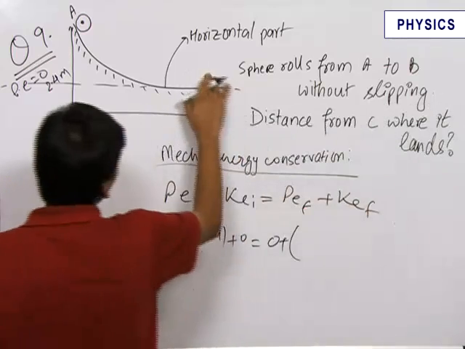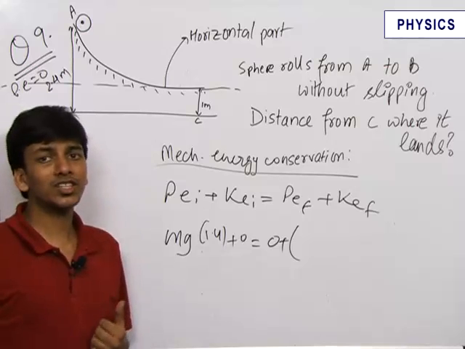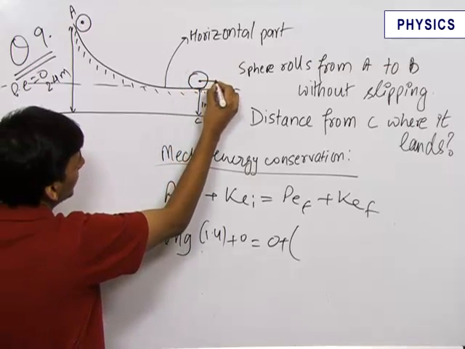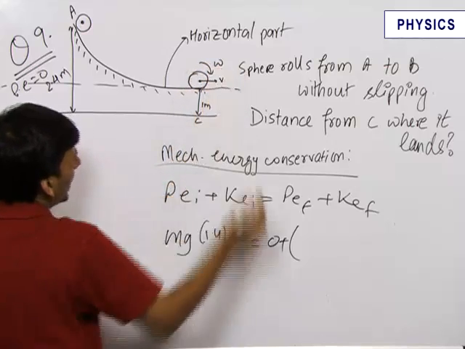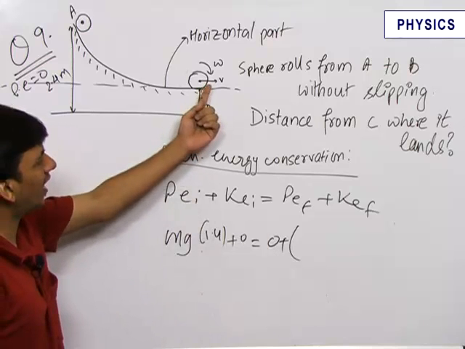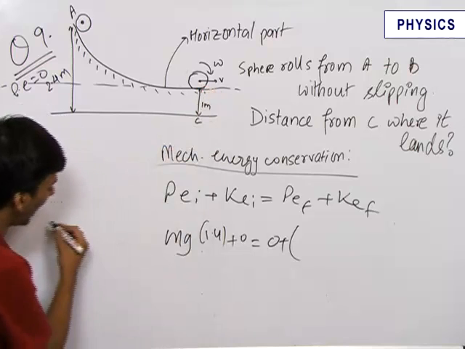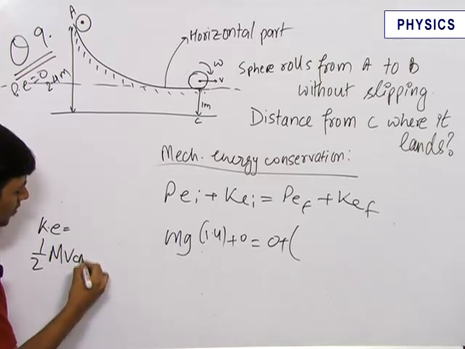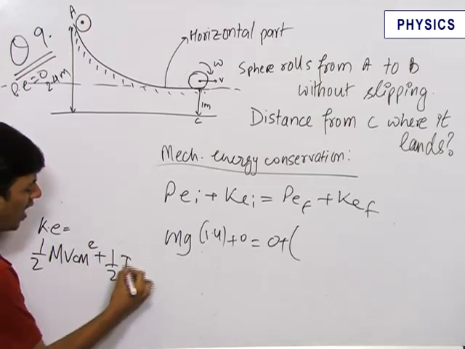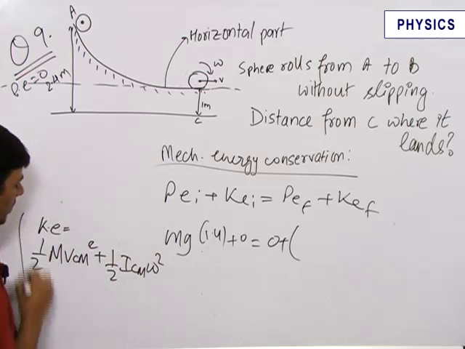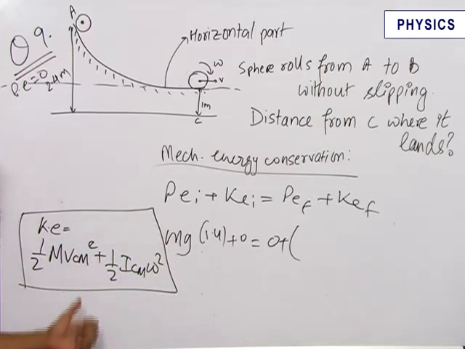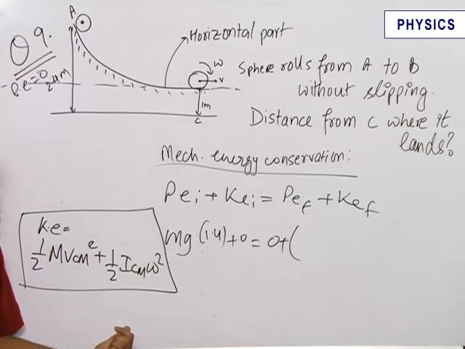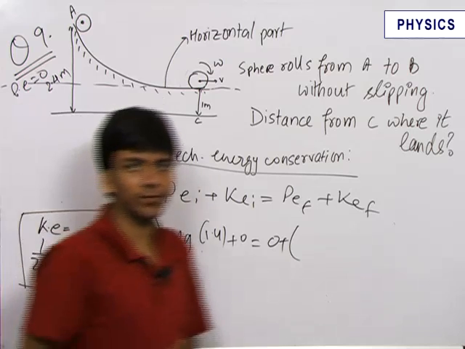Now, this sphere is doing combined rotation and translation motion. So in case of combined rotation and translation motion, we have a formula for the kinetic energy of the object. The formula is equal to half m V_CM square plus half I_CM omega square. In this formula, V_CM is the velocity of the center of mass and I_CM is the moment of inertia of the object about the center of mass, omega being the angular velocity of the object.